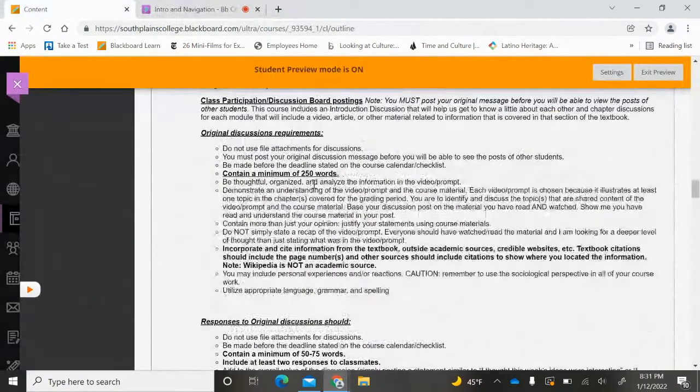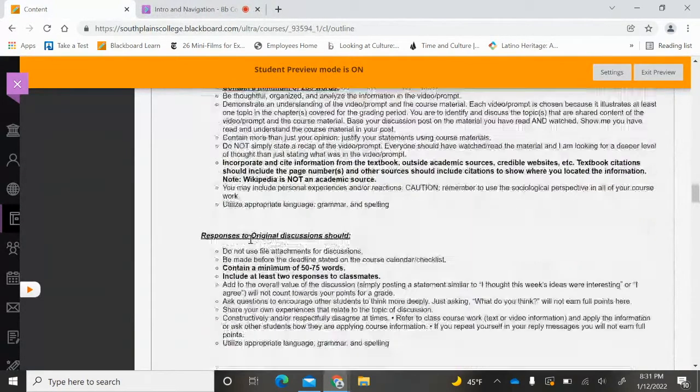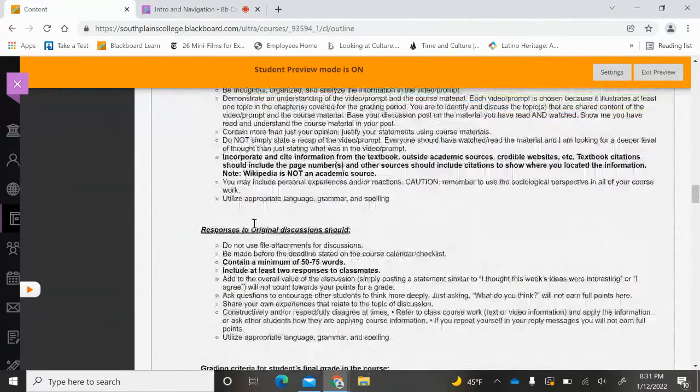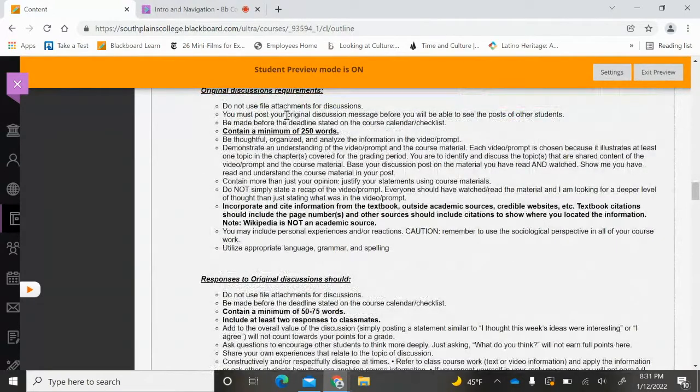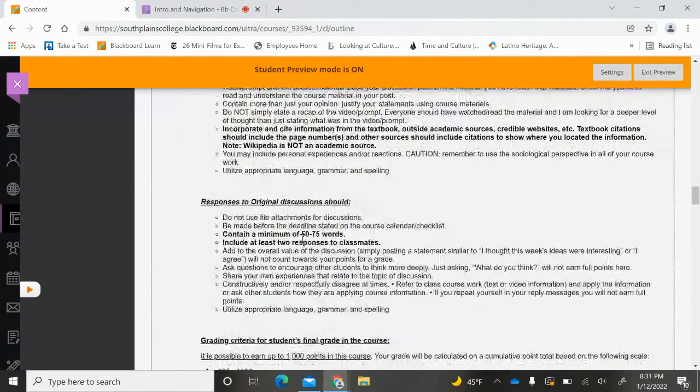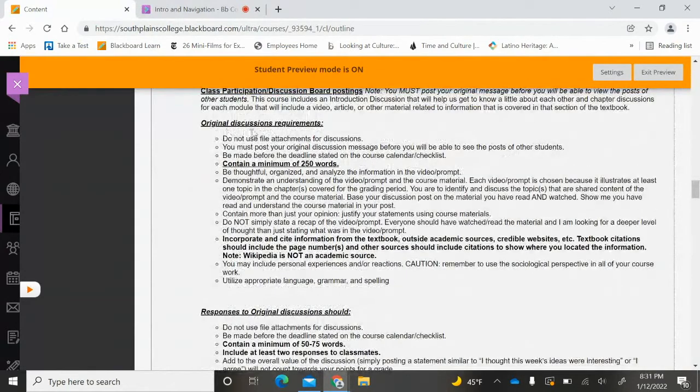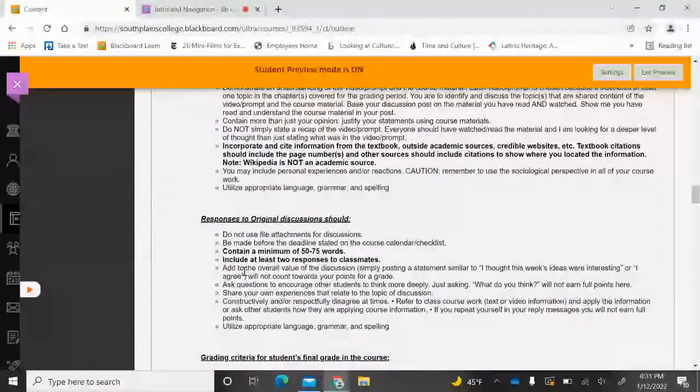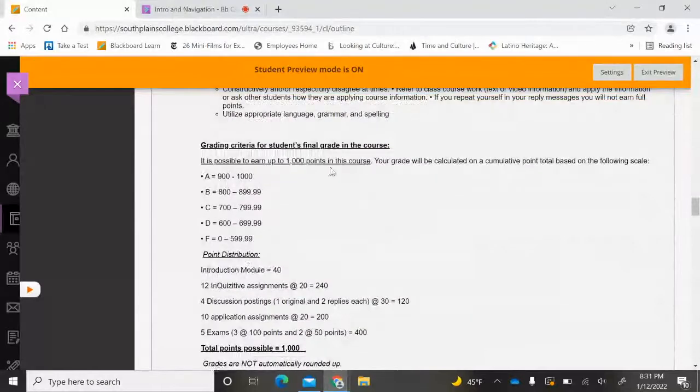Right here is really important when we're talking about discussions. This kind of tells you your expectations, okay? Depending on the discussion, whether it's academic or just a general discussion, make sure you're familiar with these and that you're following the expectations not only for your post, but also for your responses.